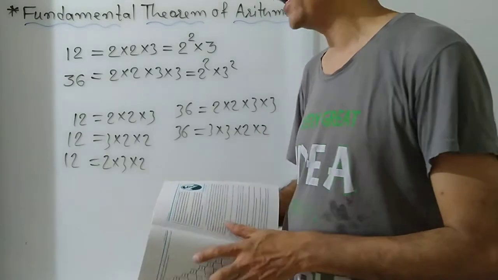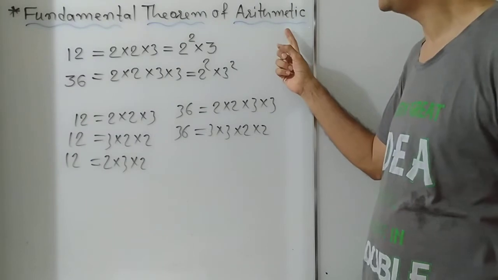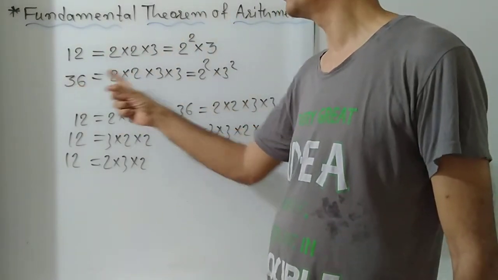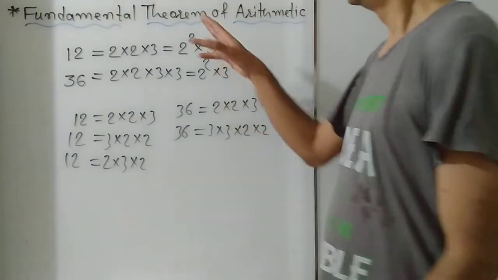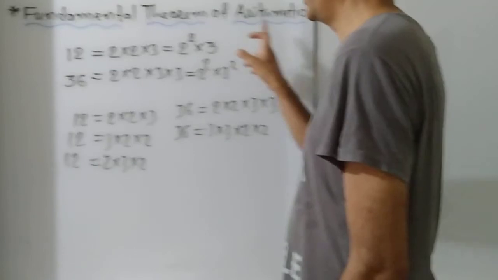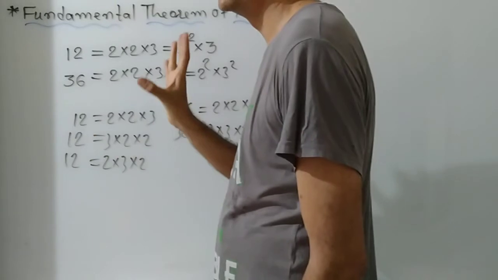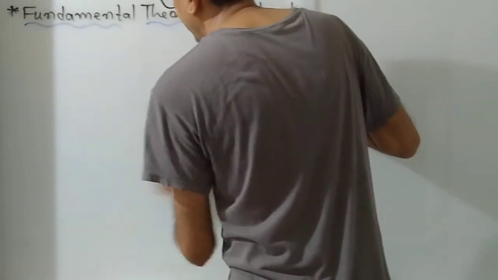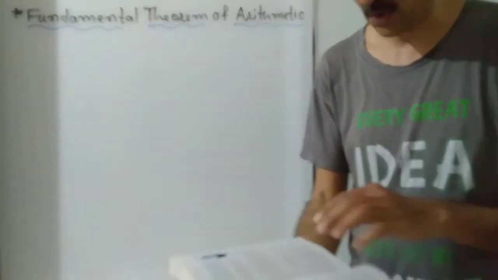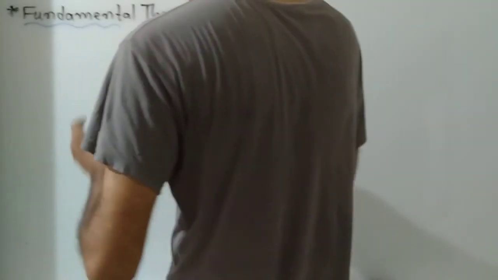Why? Because sometimes you may be asked: write the fundamental theorem of arithmetic and find the prime factors of 36 by the factor tree method. Otherwise, simply write the fundamental theorem of arithmetic and find the prime factors of 1000. Okay, so this is the theory of the fundamental theorem of arithmetic. Now exercise 1.2 is based on the fundamental theorem. Exercise 1.2.